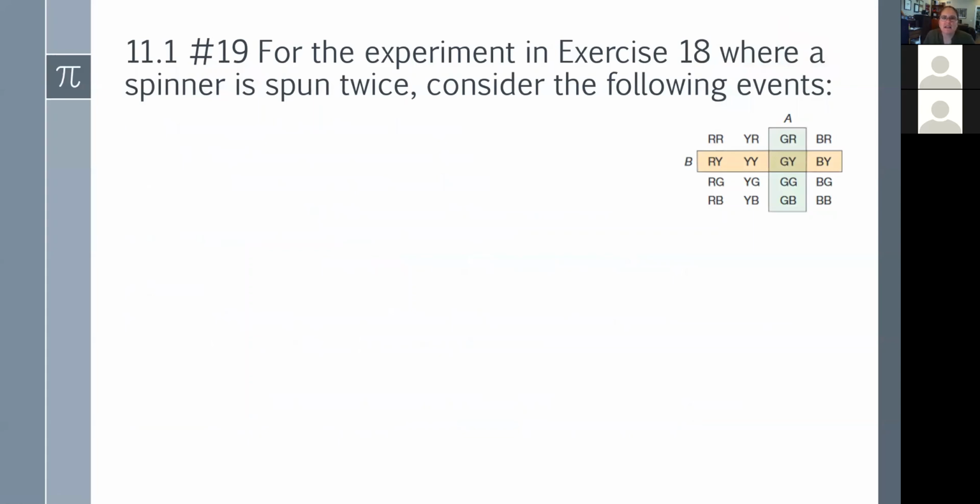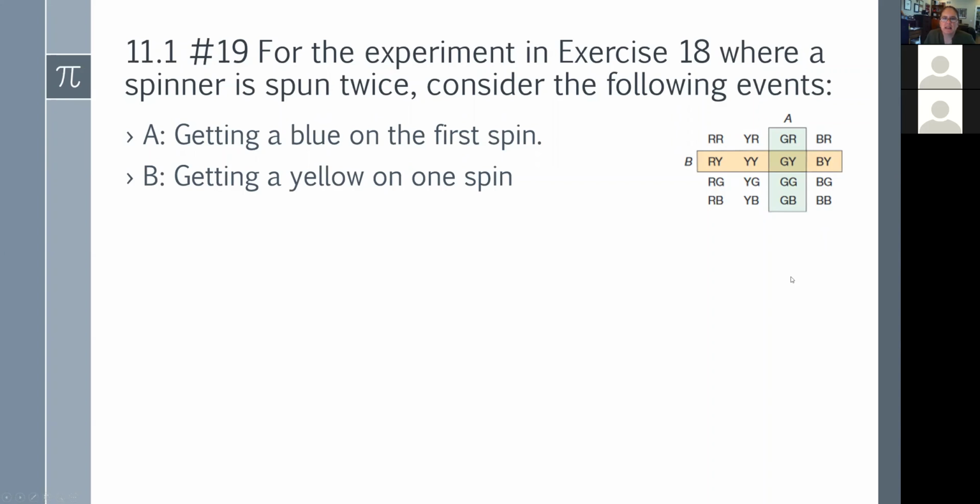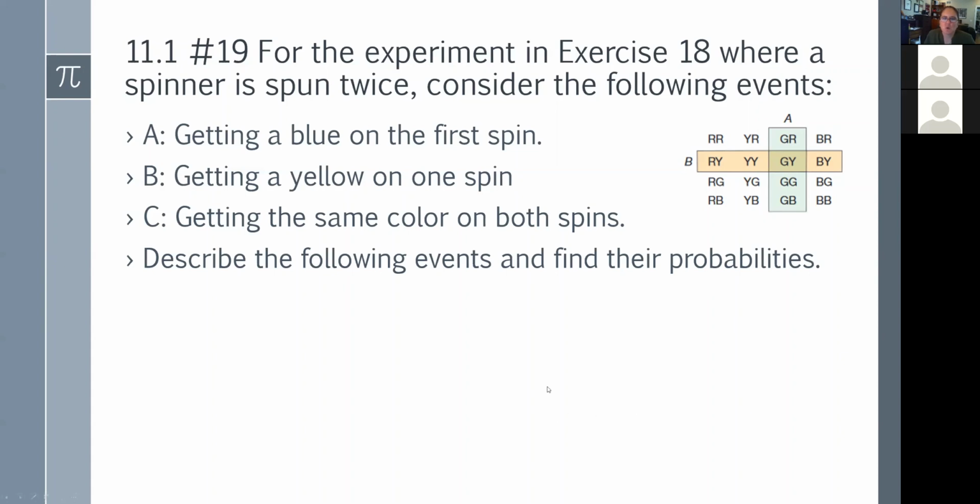Okay, number 19 says, for the experiment in exercise number 18, where a spinner is spun twice, consider the following events. So we're still looking at the same idea. Event A is getting a blue on the first spin. So that's going to be this column. Event B is getting a yellow on one spin. Event C is getting the same color on both spins. Describe the following events and find their probabilities.